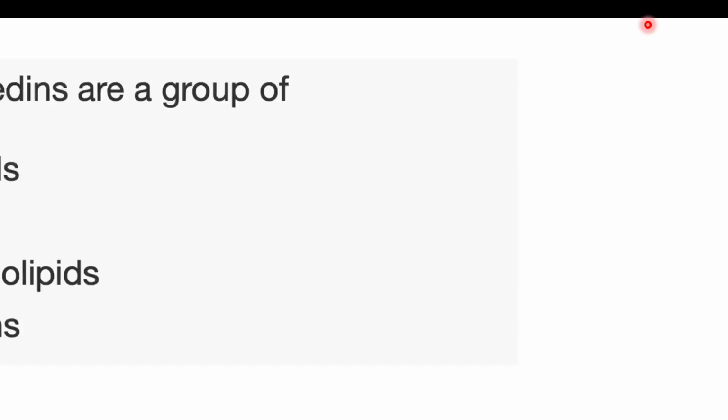Moving on to the 10th question of this session. Somatomedins are a group of dash. Option A, steroids. Option B, lipids. Option C, sphingolipids. And option D, proteins. Somatomedins, what kind of molecules are these? Are they steroids? Are they lipids? Are they sphingolipids or proteins? Let's wait for a minute for everyone to answer in the comment box, and then I will come back and give you the correct answer to this question.